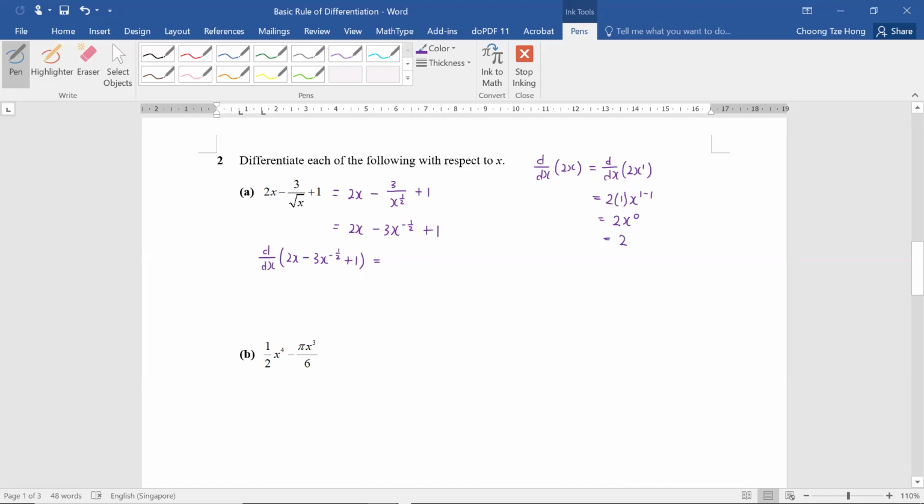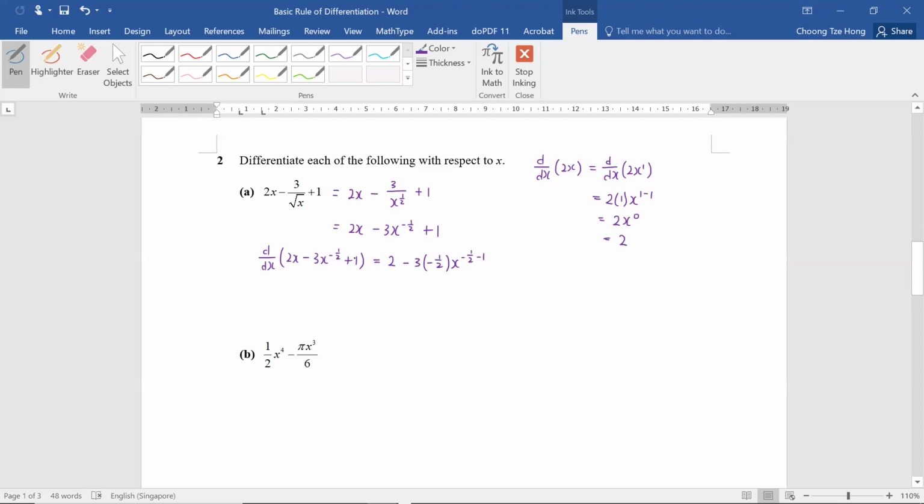One thing to remember, whenever you differentiate any function, let's say 2x, the result will be 2. If you differentiate 5x, the result will be 5. It's basically the number in front. So when we differentiate this 2x, it just becomes a 2. Now we differentiate negative 3x to the power of negative half. Let's apply the rules of differentiation. The power negative half goes in front. Then we reduce the power by 1.